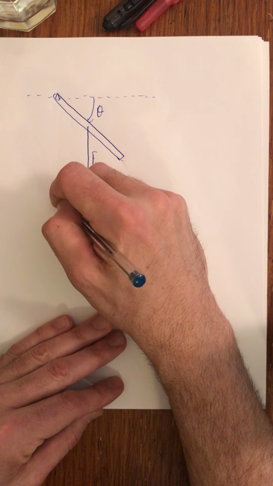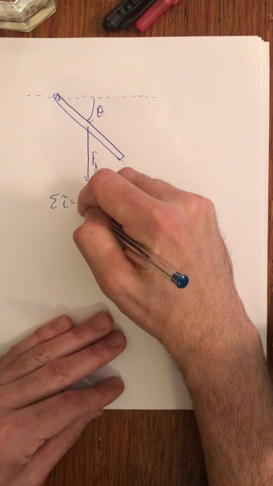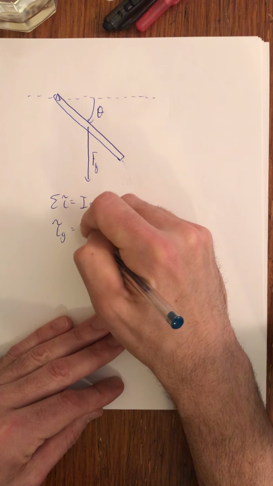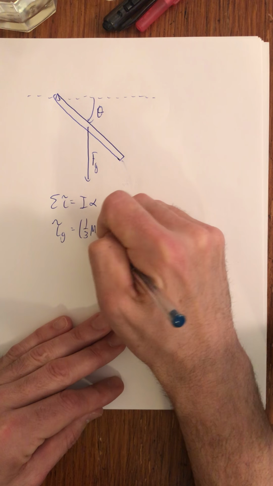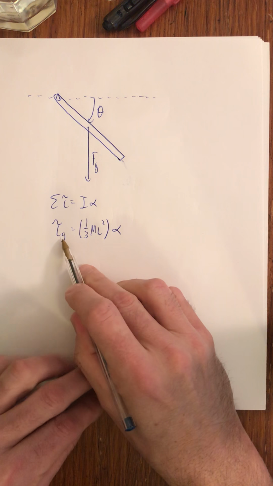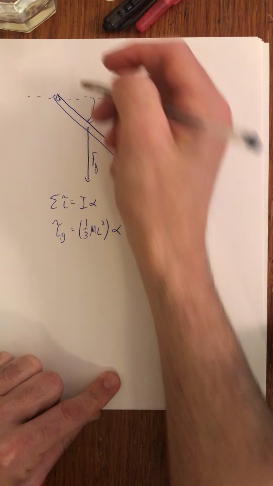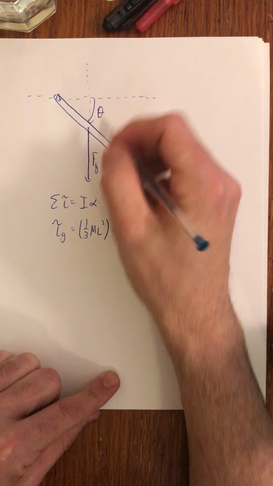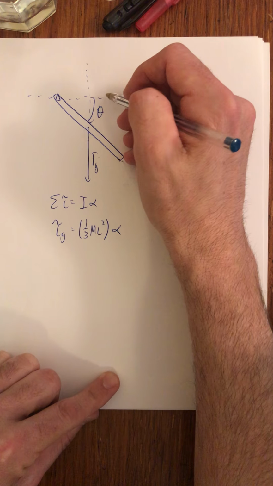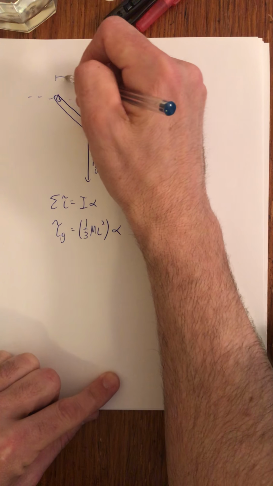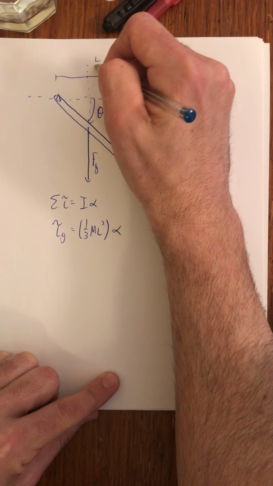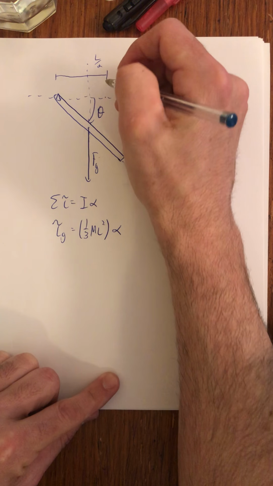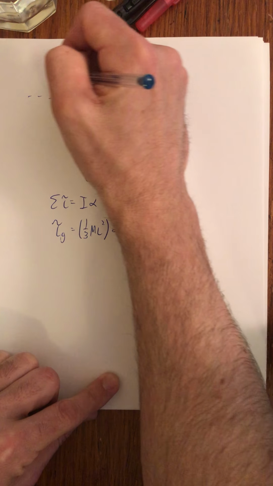So if I go back once again to sum of the torques is equal to I alpha. It's just the torque due to gravity. This is still 1/3 ml squared alpha, but the torque due to gravity is different because the lever arm distance is different. As theta increases, hopefully what you see is initially this object's center of mass was L over 2 horizontally away, but as theta increases, this is going to get smaller and smaller.